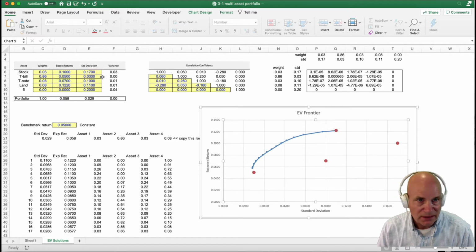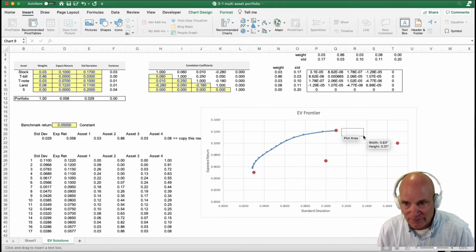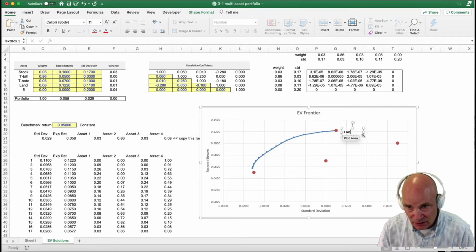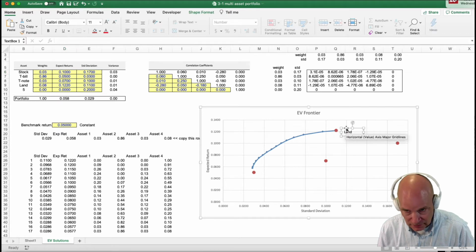And we know what these assets are, so I'm going to label them while we're at it. Our one at the very top, as it always will be, is land. Not that land is it, but our highest expected return, 12.20. All right, there's our highest expected return. Let's add the others.